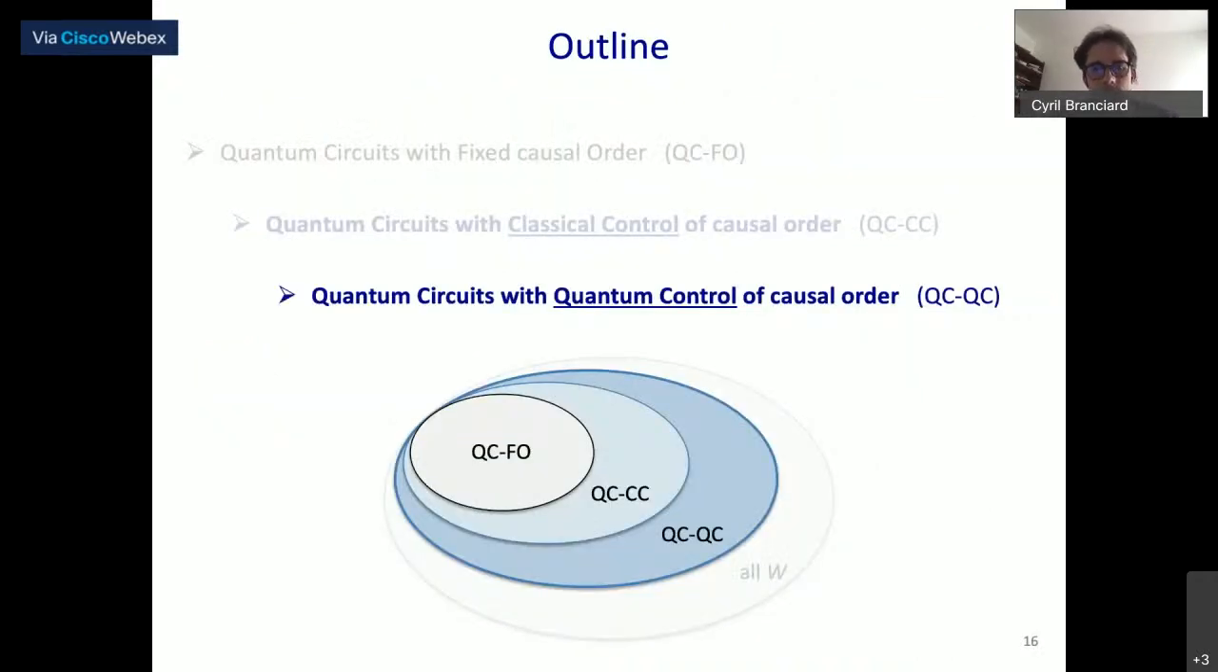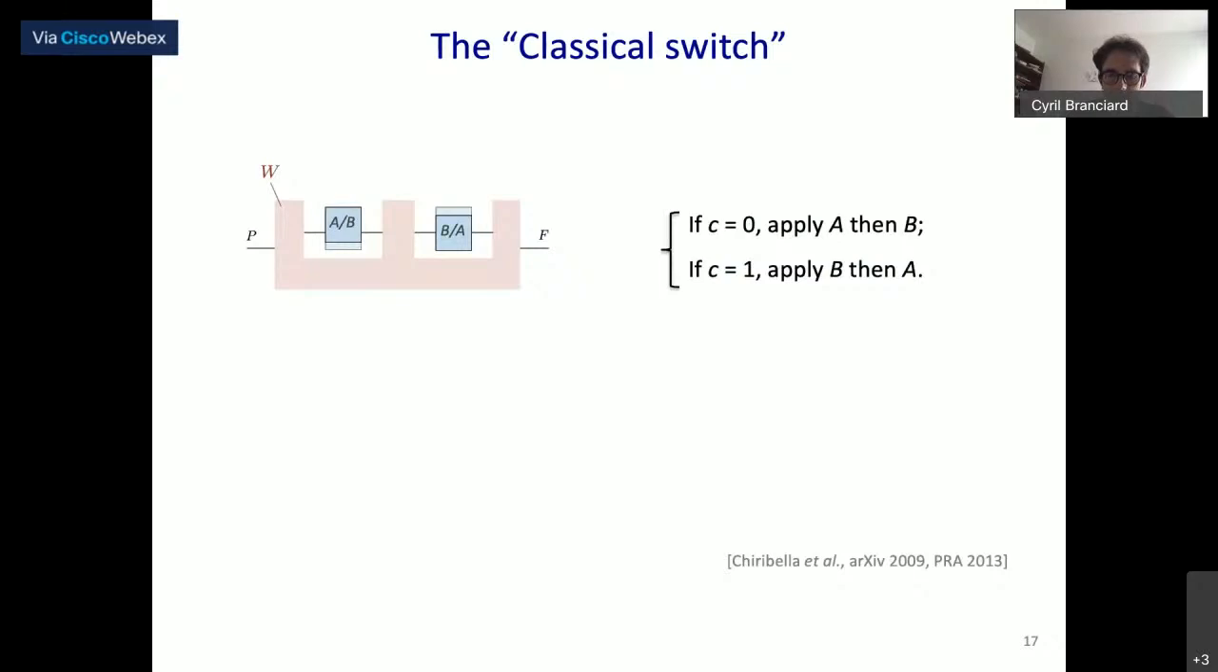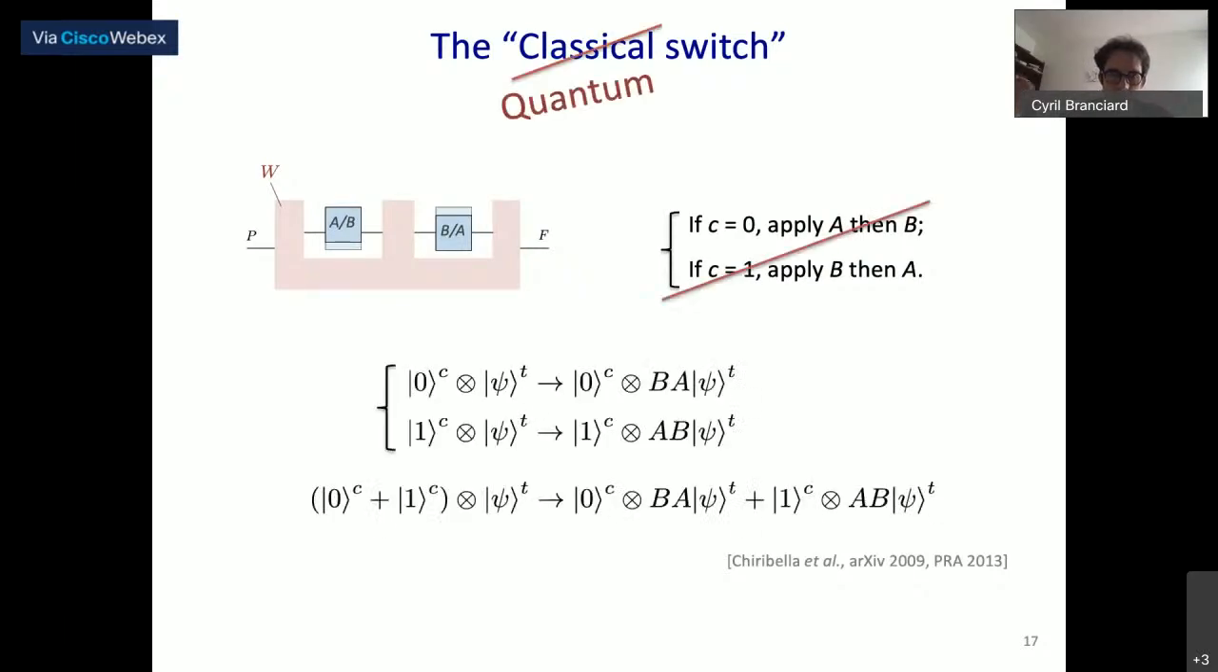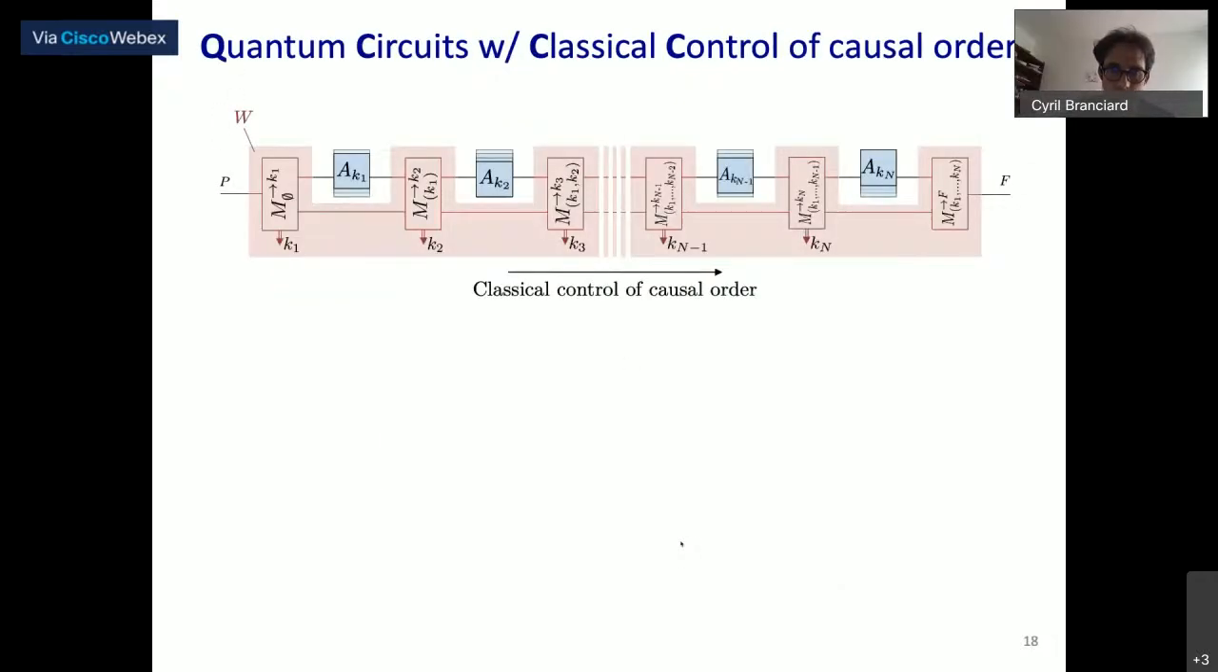All right, so now the second step is to go to a quantum control of causal order. Again, the canonical example is from the classical switch. We want to make it quantum, so we change the classical bit into a quantum bit, and we allow for superposition and for a coherent way to control the order of the operations. So the way we do it is essentially to make the classical control we had here quantum. How to do that exactly is as follows.